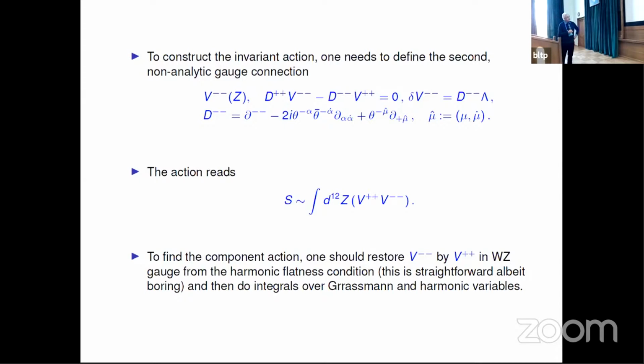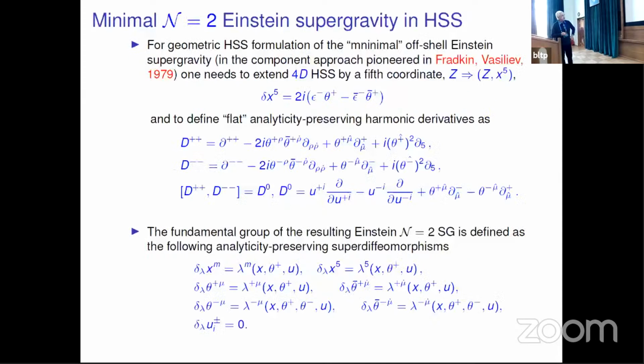And using this condition, it can be shown that V minus minus can be fully expressed through the original V++. And the action has a very simple form. It's just the product of two connections. Of course, it is not gauge invariant in itself, but it is gauge invariant up to a total derivative. So in this sense, it's similar to the Chern-Simons action. To find the component form of the action, we need to express V minus minus through V++ in the Wess-Zumino gauge, then integrate over Grassmann and harmonic variables and get the standard component action. Of course, it can be easily generalized to the non-abelian case. Consider this abelian case, but the non-abelian case is treated analogously.